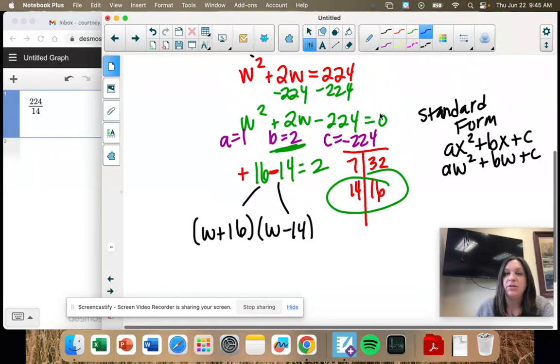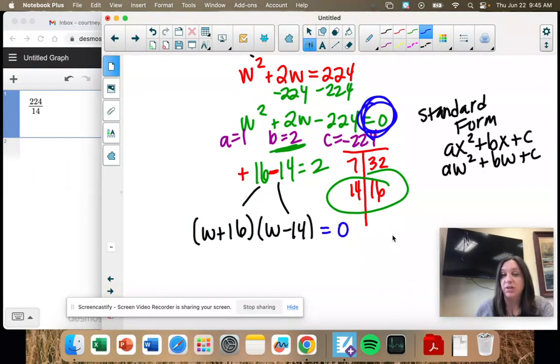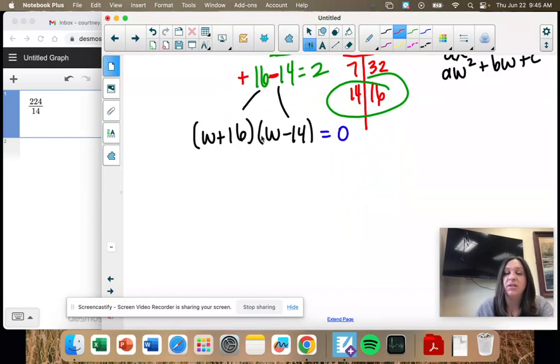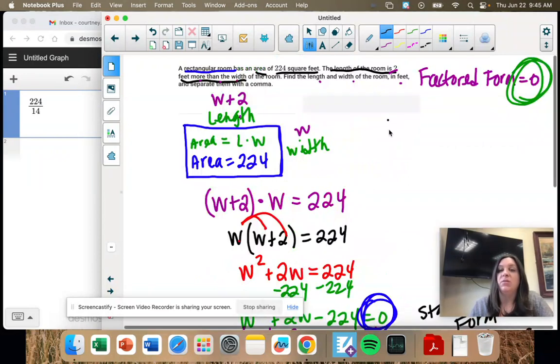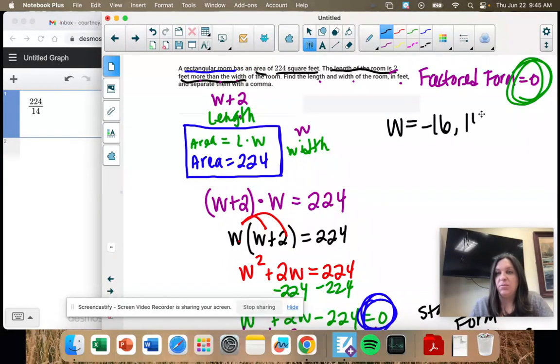And then remember this, the equal 0. That's really, really important because that's how we solve. Once we have the equal 0, we set each factor equal to 0, and then we solve. So that would be minus 16, W equals negative 16, plus 14. Okay, I'm going to take it all the way back to the top. We have W equals negative 16 and positive 14 for our width, and then our length is our width plus 2.